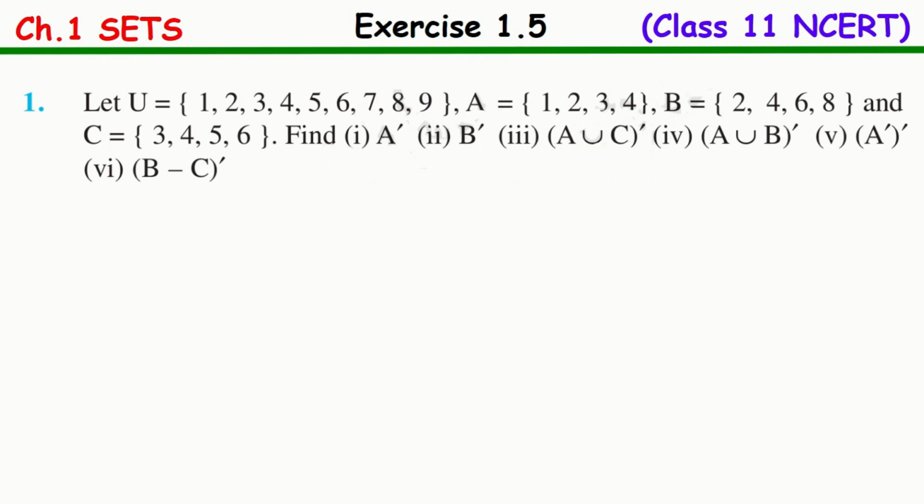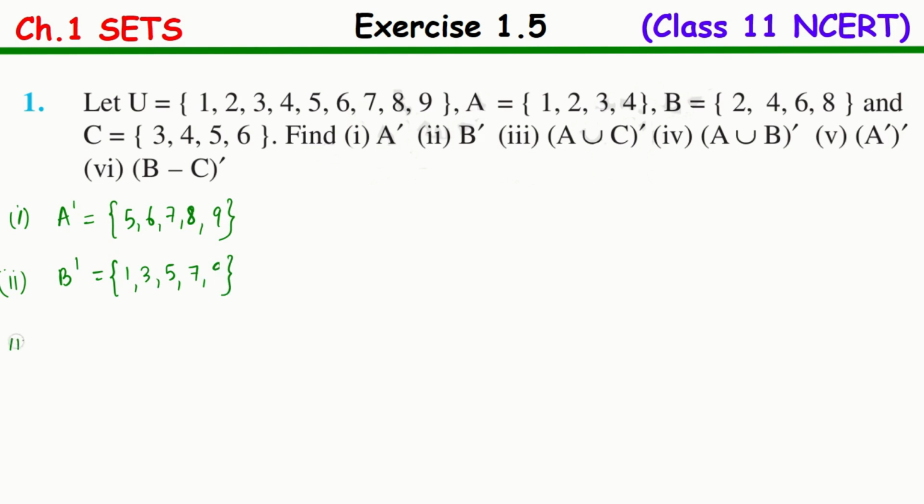Now we are done with all the basics and examples. Let us begin with exercise 1.5, first question. This is the universal set U, this is the A set, B set and C set. The first part says that we have to find A complement. A complement will be whatever is not present in A, which will be 5, 6, 7, 8 and 9. The second part is B complement, whatever is not present in B. So this is 1, 3, 5, 7 and 9.